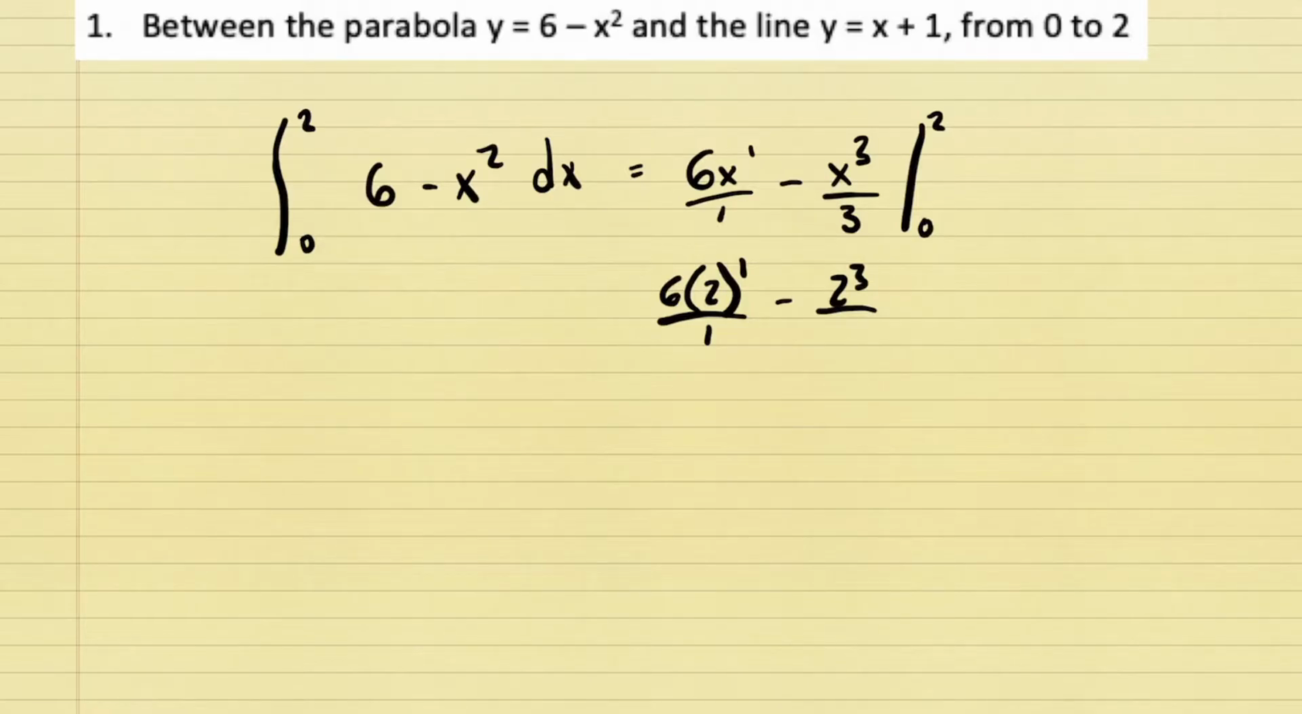So if we plug in the lower boundary, that's 0 minus 0, so that just goes away. So that's the lower boundary. It's nice when it's 0, because then it just goes away. So this, again, is just the area under the parabola.